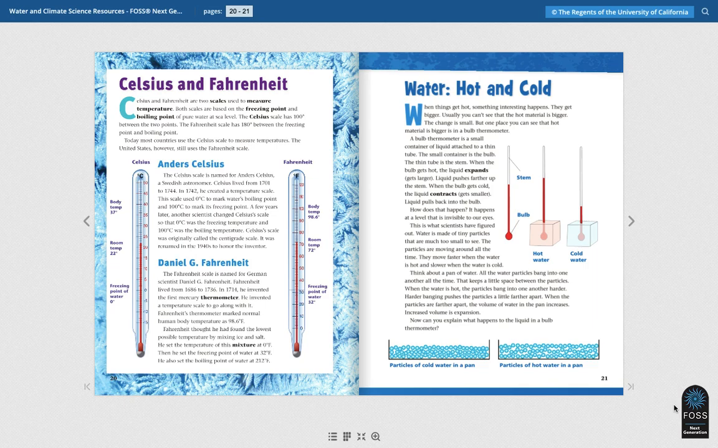Today, most countries use the Celsius scale to measure temperatures. The United States, however, still uses the Fahrenheit scale.